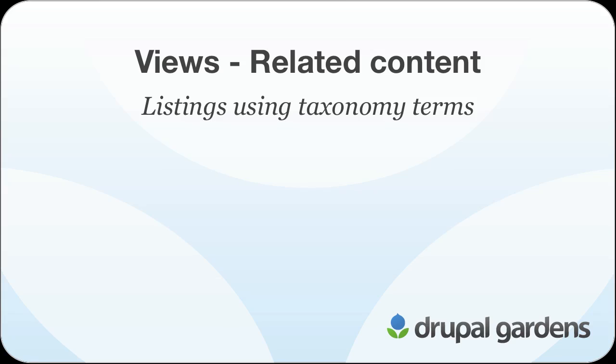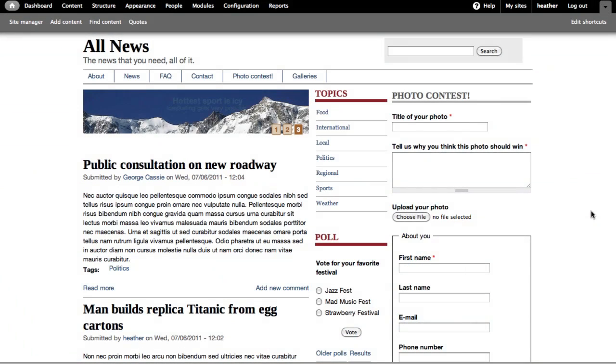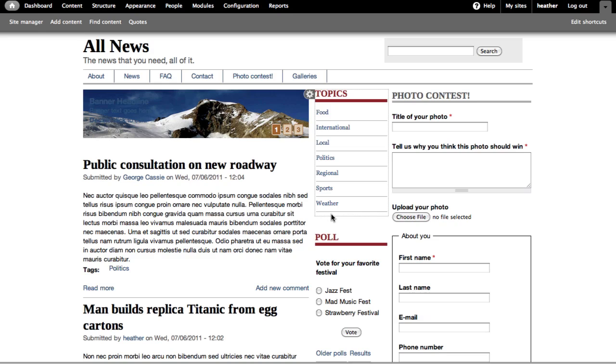This is the third screencast in a four-part introduction to using views in Drupal Gardens to make custom listings of content. In this screencast, we're going to make two different kinds of blocks using views. Blocks in this case are chunks of selected content to display. First, we'll make a list of topics like this.